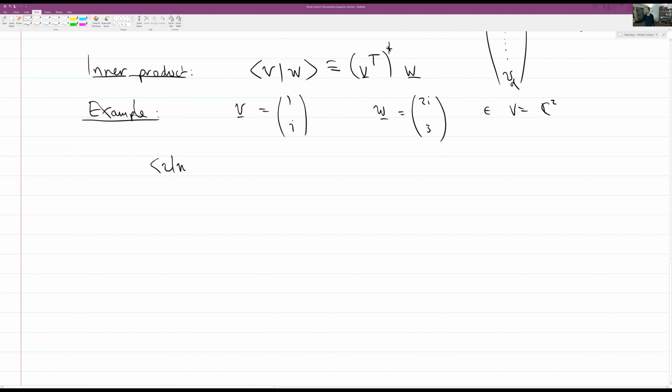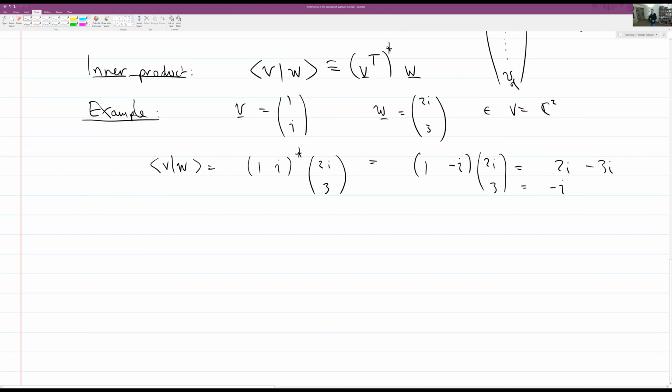can be calculated, and we're going to need to do this, as follows. Well, we've got to take the transpose of V and then the complex conjugate. So here's the transpose of V, but I haven't done the complex conjugate yet. Now I'll do the complex conjugate. So 1 goes to 1, but i goes to minus i, and we've got 2i and 3. And then at the end, we end up with 2i minus 3i, which is otherwise known as minus i. So that's the inner product between V and W.